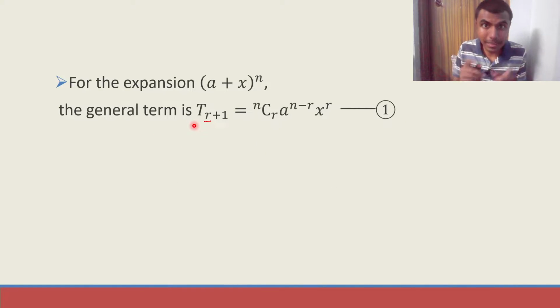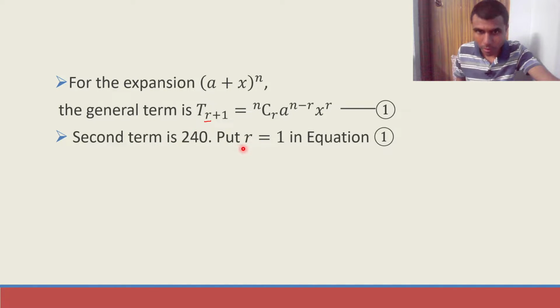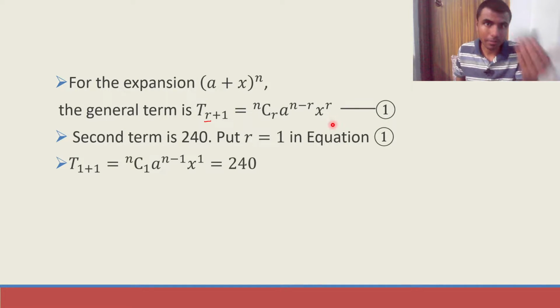What should we do to get the second term? I told you, here it is T(r+1). So to get the second term, put r as 1, so that I'd get T(1+1), which is nothing but T2. The second term is 240. So put r equal to 1 in equation 1. I mark this as equation 1 so that I can refer to it whenever I want.